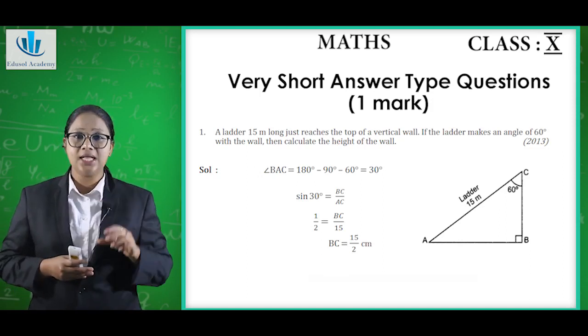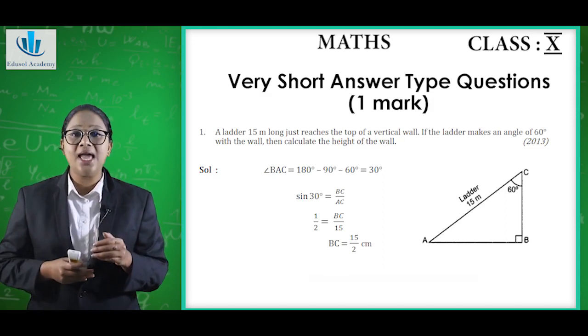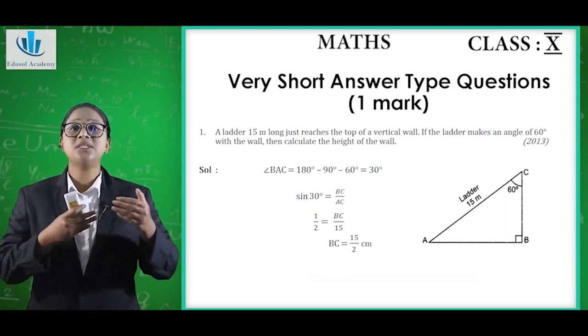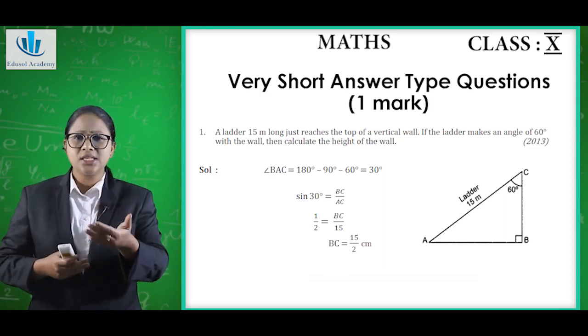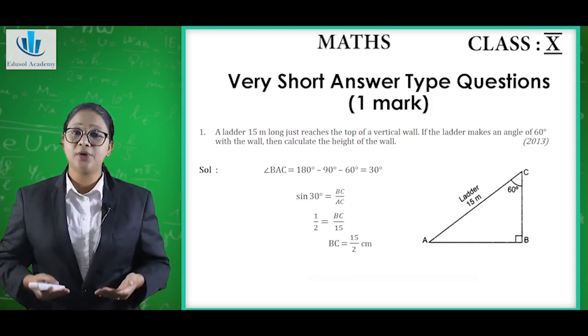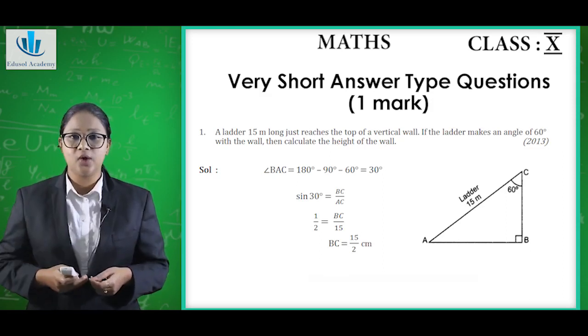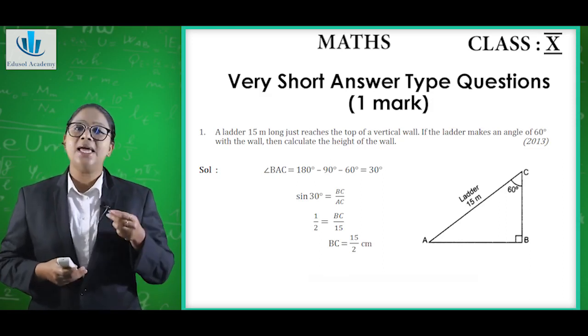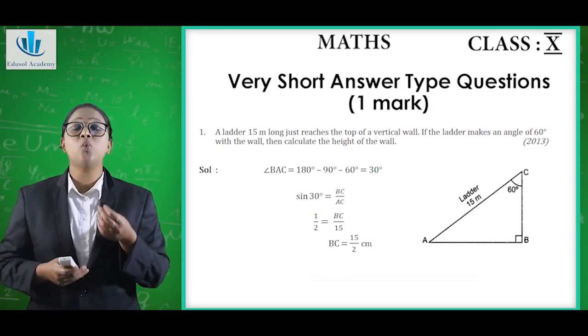So we need the height, and we only have the hypotenuse of the triangle and the side opposite to the 30 degree angle. Now which is the trigonometric ratio that connects the opposite side to the hypotenuse? That's right, sine. So we take sine 30 is equal to BC by AC. What is sine 30? Sine 30 is equal to 1 by 2.